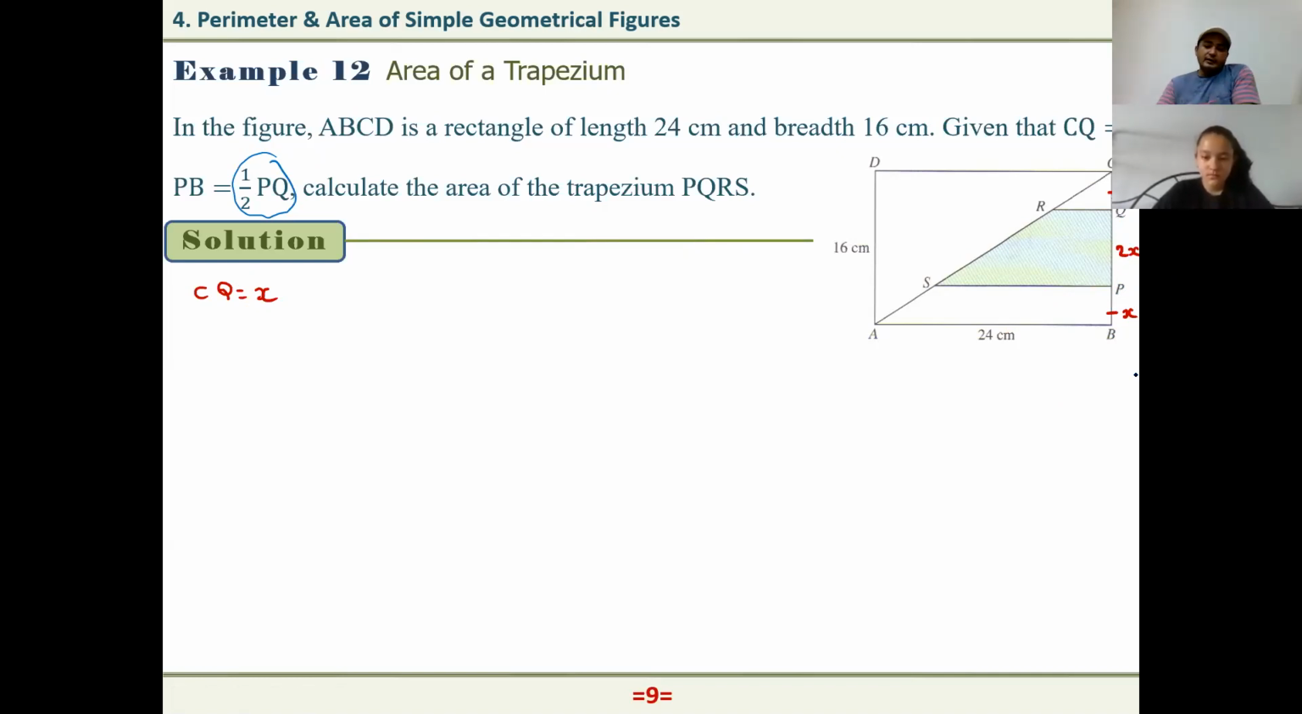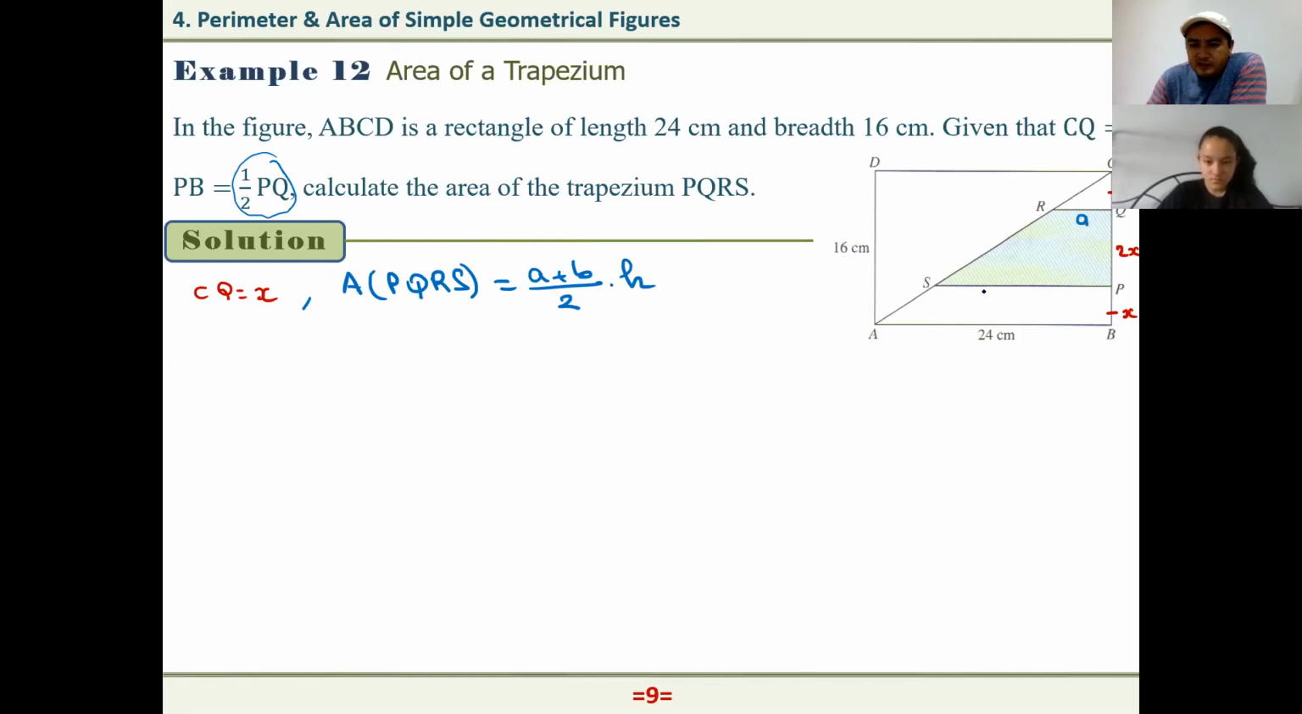Now, the question is to calculate the area of the trapezium. And how do we calculate the area of the trapezium, Shahina? As you know, the area of the trapezium, that is PQRS, is the sum of the parallel sides over 2 times height. Now, one of the parallel sides is this one, that is A.